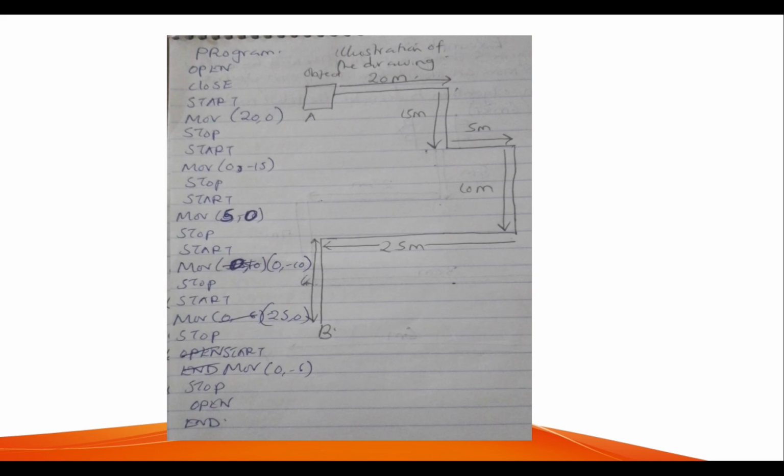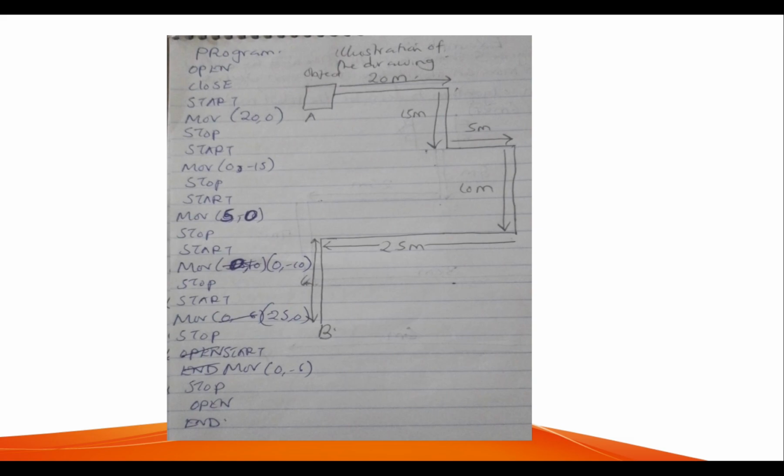If you look at the diagram where the object is, I've moved to my right 20 meters, then it will stop, start again. They have said move 0, negative 15, which means the x-axis is not being affected. It's only the y-axis that has been affected, such that it's moving downwards relative to the present location, because it's a negative distance in the y-axis. So after stopping, having covered the 20 meters, the robot will have to move downwards 15 meters.